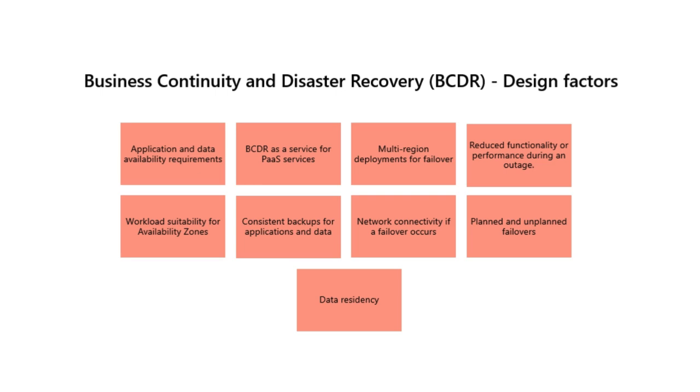Application and data availability requirements, RTO and RPO requirements for each workload. Support for active-active and active-passive availability patterns. BCDR as a service for platform as a service, PaaS, services. Native DR and high availability, HA, feature support. Geo-replication and DR capabilities for PaaS services. Support for multi-region deployments for failover, with component proximity for performance.